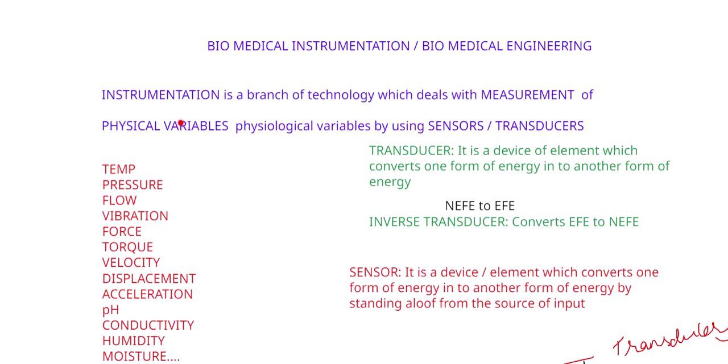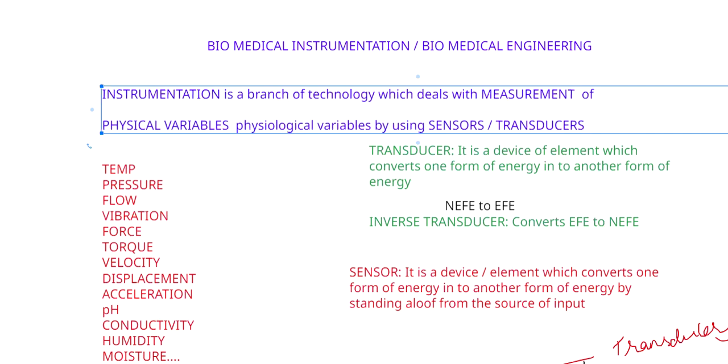If I want to measure moisture of human skin or any animal skin, that is called physiological parameters or physiological variables. So all these parameters, when measured on living beings, are called physiological variables, right? So now, what is instrumentation? What is biomedical instrumentation? It is a branch of technology which deals with measurement of physiological variables.